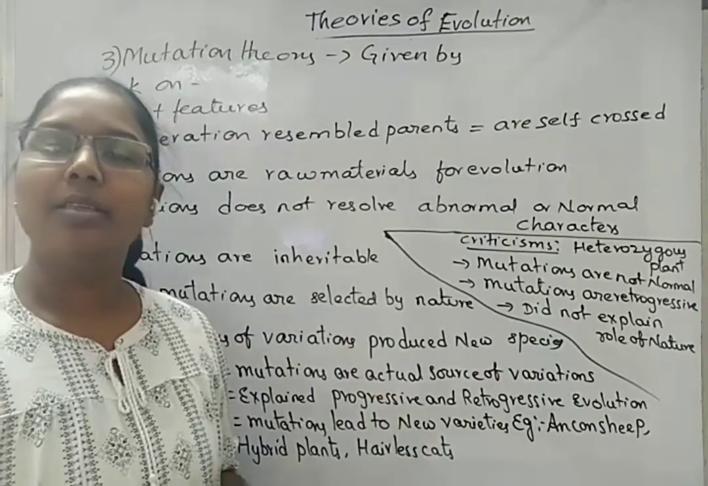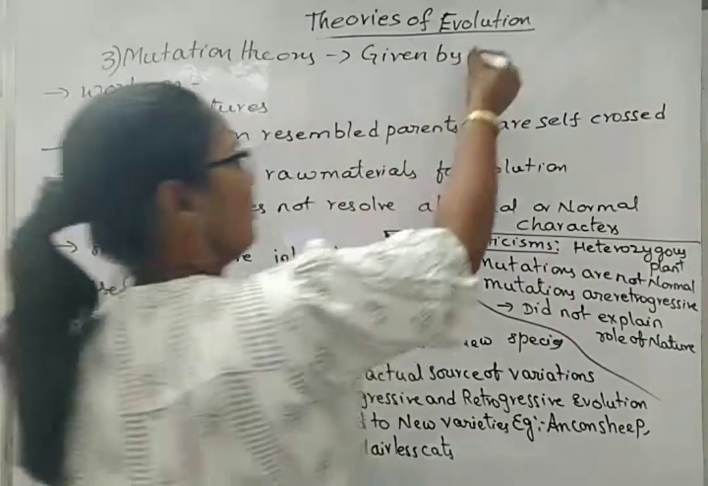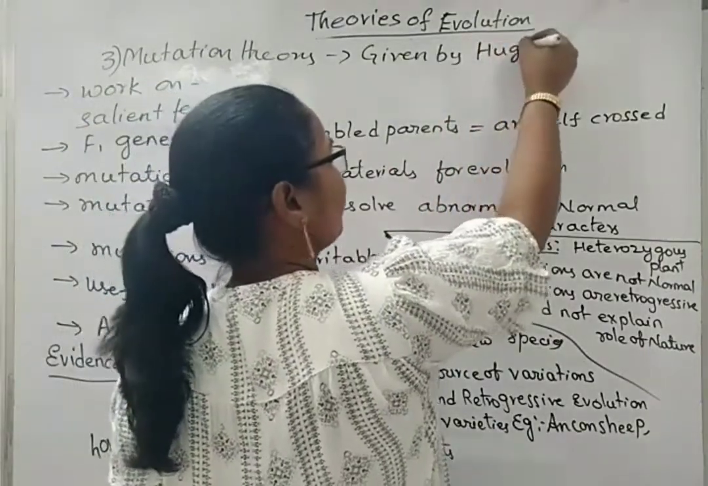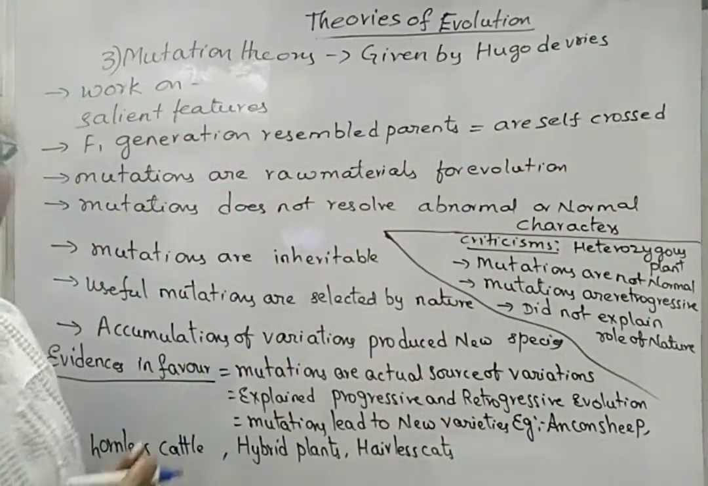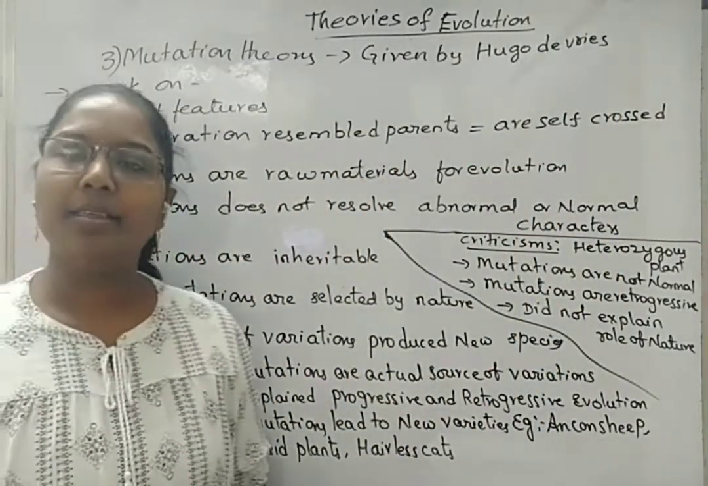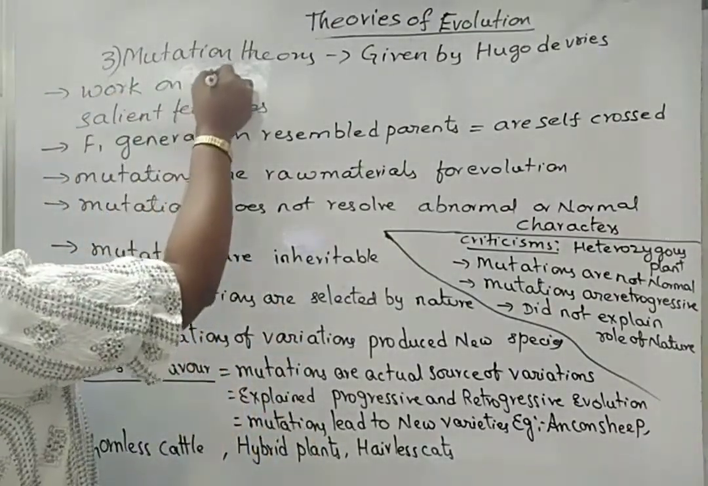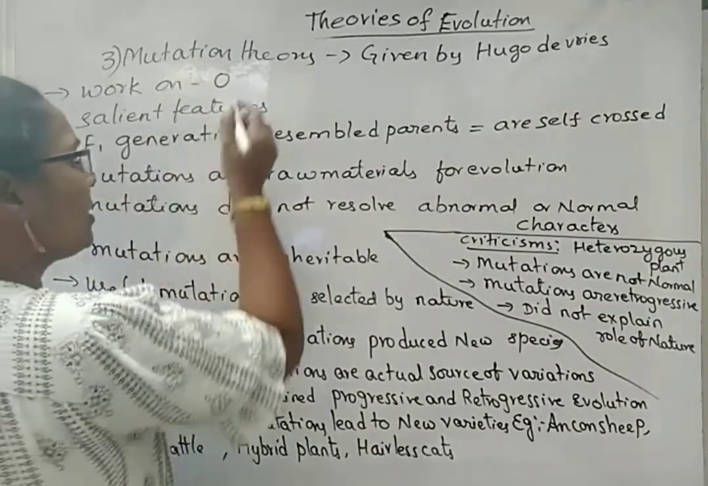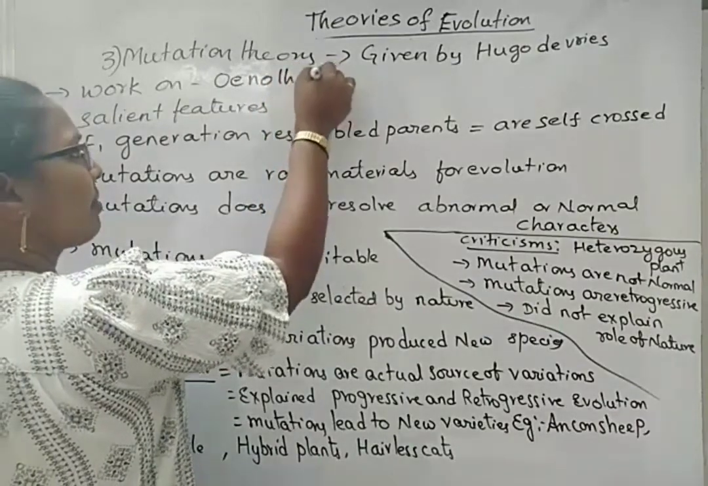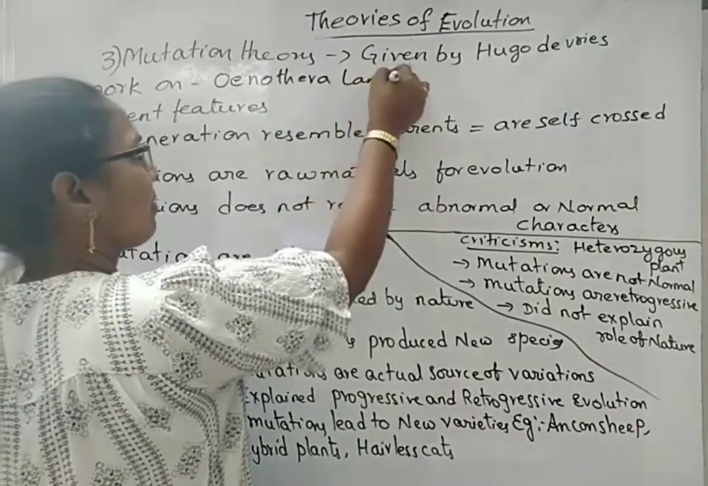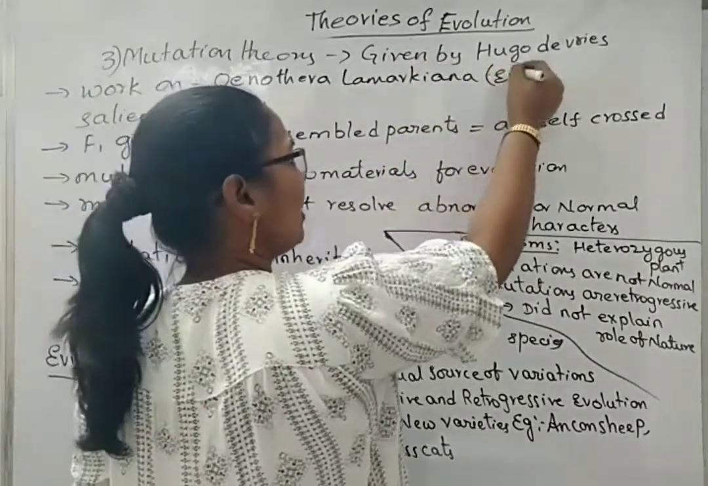Next we will see another theory, that is the mutation theory, which is given by Hugo de Vries. Hugo de Vries gave the mutation theory to explain the course of evolution. His work was on evening primrose, which is called Oenothera lamarckiana. It is commonly called evening primrose.